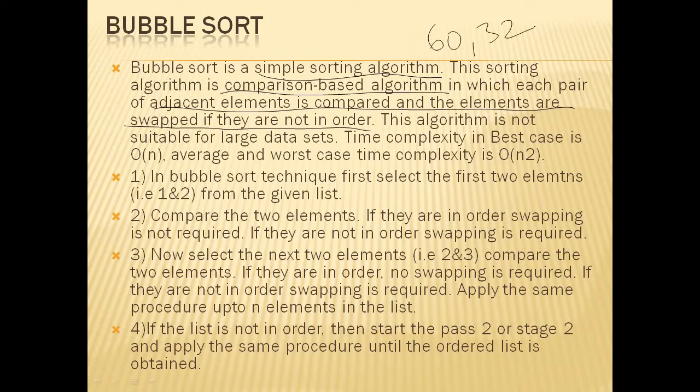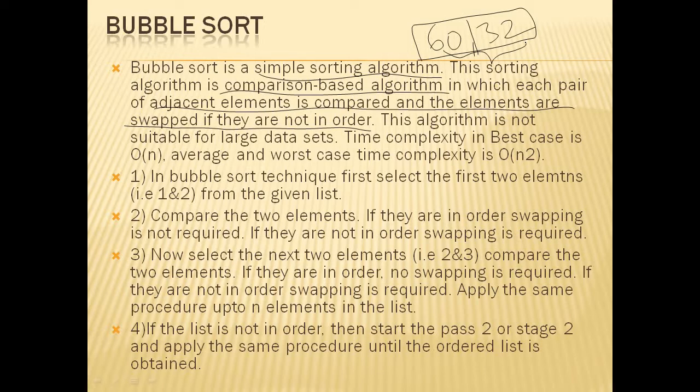I will compare these two elements. Adjacent elements means an element and the next element. So we'll compare these two elements and check whether they are in order. In order means they should be in sorting order. Actually here 60 is greater than 32, which means both are not in sorting order.